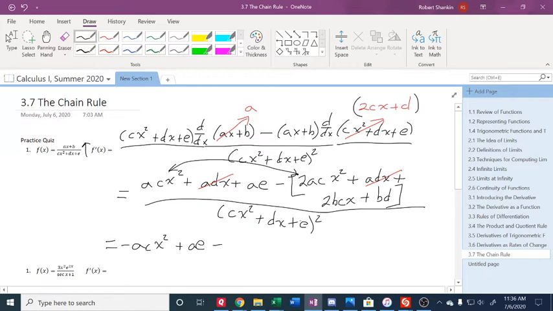And then minus 2bcx minus bd all over cx squared plus dx plus e squared. And that's it.